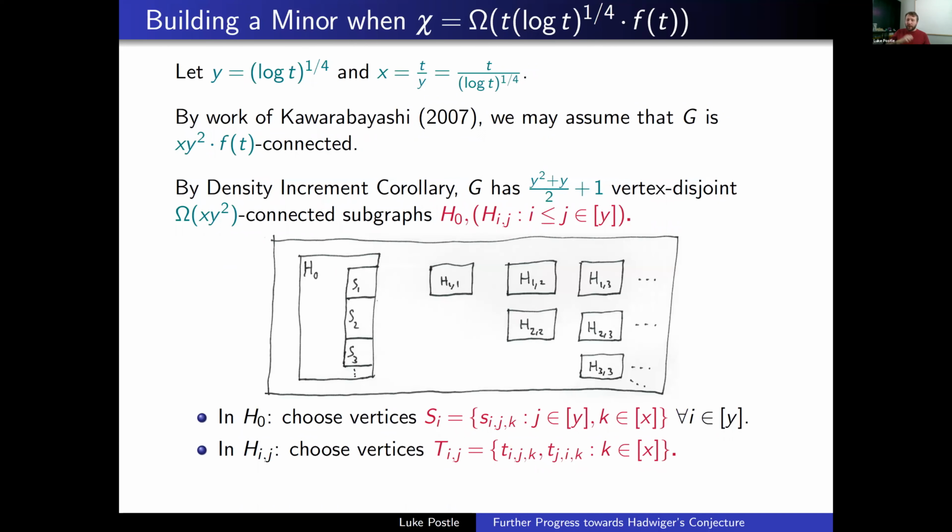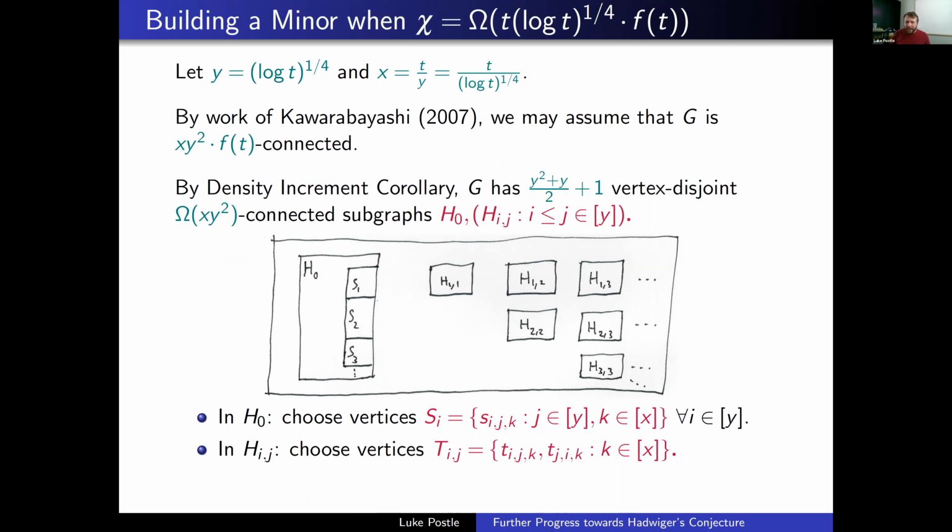And I'm going to draw a picture of that. So here's how it goes. I'm going to have an H0, which will be viewed as the hub where I'm going to build the minor. And then I'm going to kind of make a grid. So here maybe an upper triangular grid or matrix of these other graphs, H11, H12. So I have all these small, highly connected graphs.